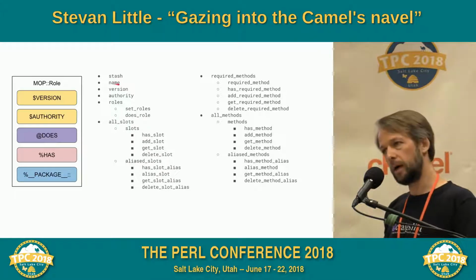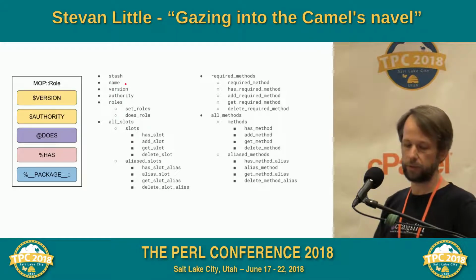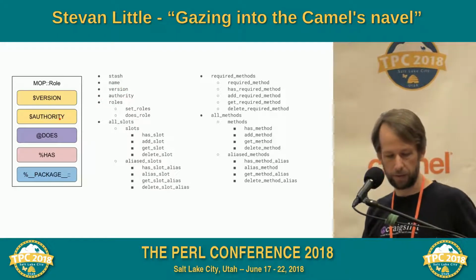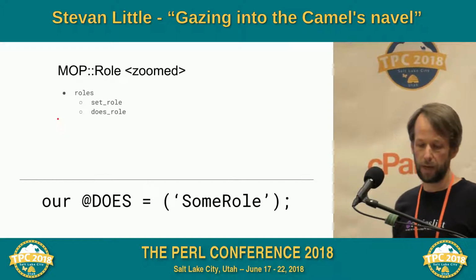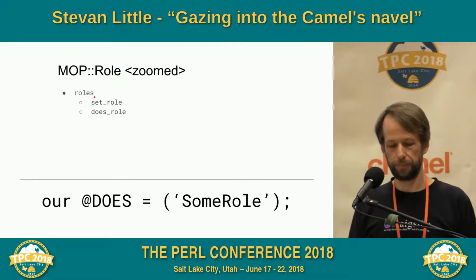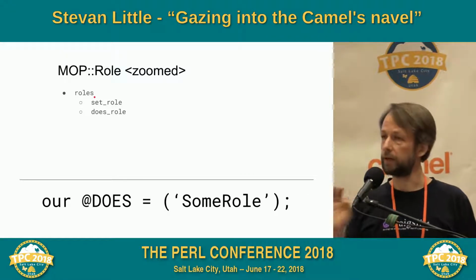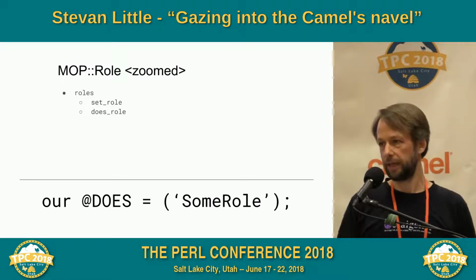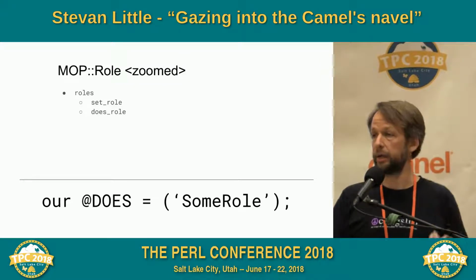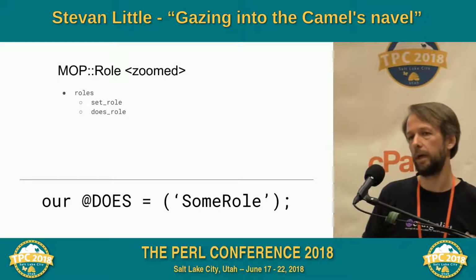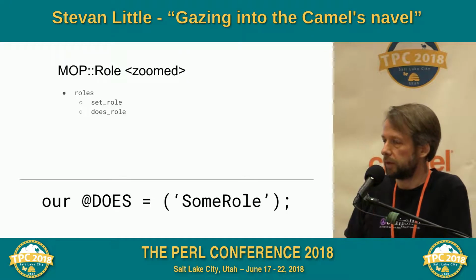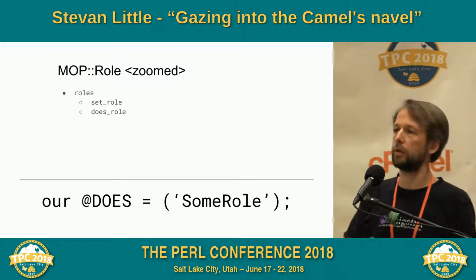Name refers to the package name, version refers to that version variable, authority refers to the authority variable, and then the rest of the ones will get a little bit more detail. So the roles method will return whatever the contents of does was. Set roles allows you to set that does variable, and does role will basically do what does is supposed to do in Perl, and I believe, in Moose we do the same. And that'll just basically, if given a role, determine whether your class does that role.